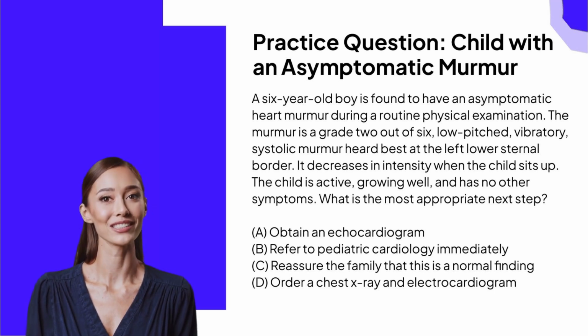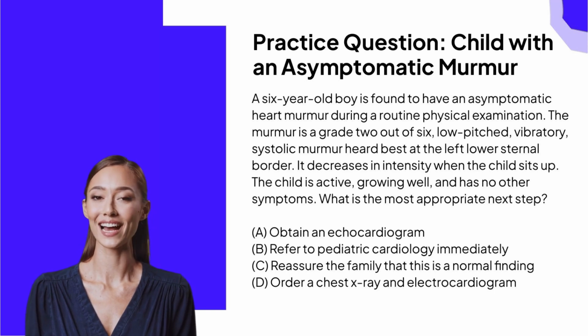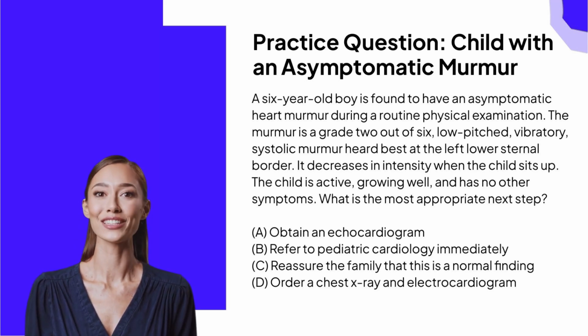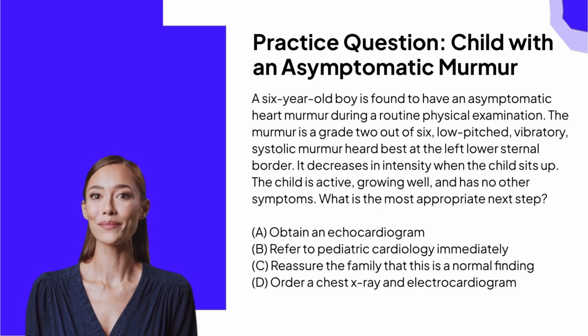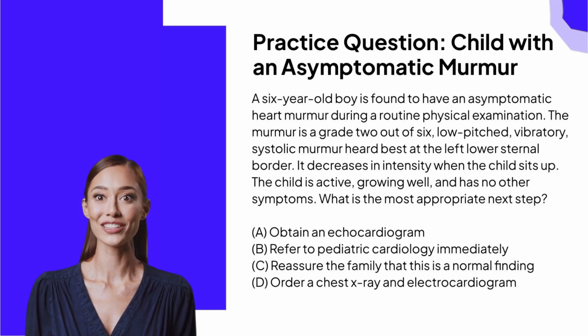border. It decreases in intensity when the child sits up. The child is active, growing well, and has no other symptoms. What is the most appropriate next step? This is a classic murmur identification question. Think about what features distinguish an innocent murmur from a pathologic one. We will walk through it next.